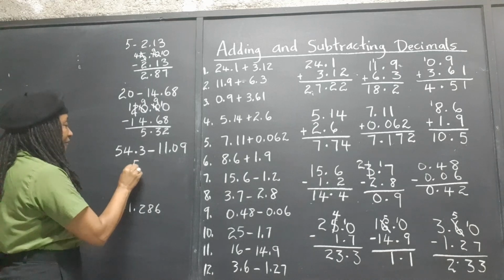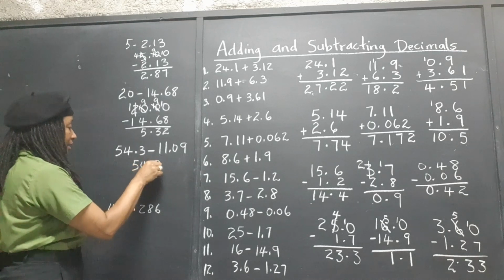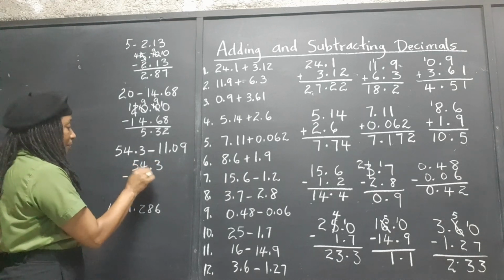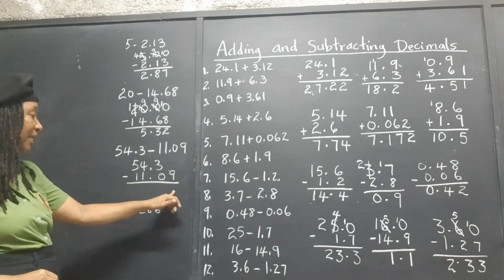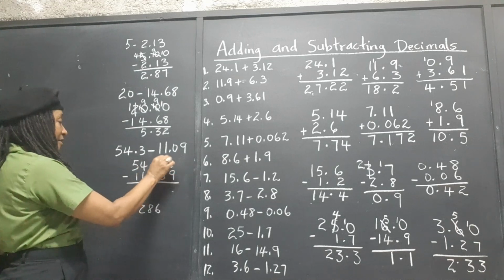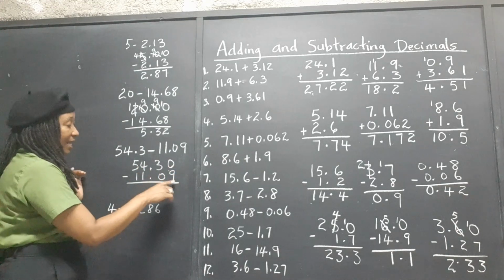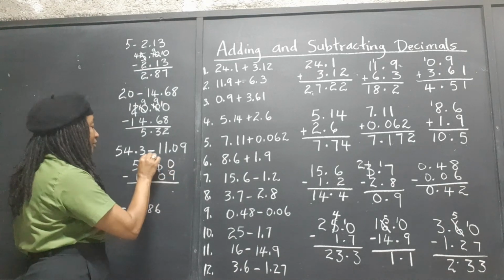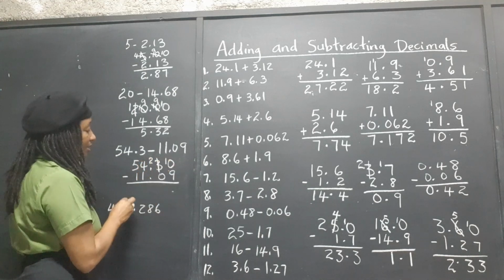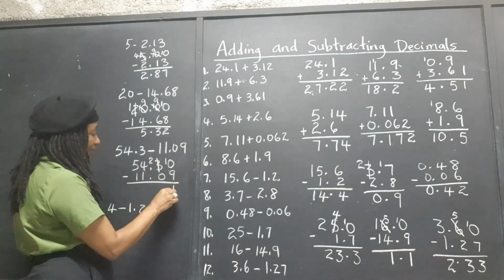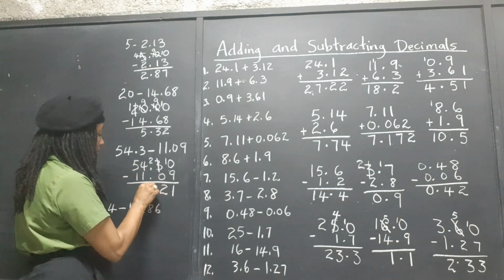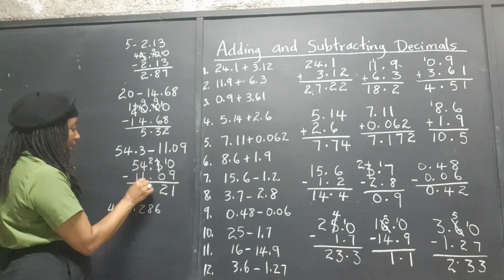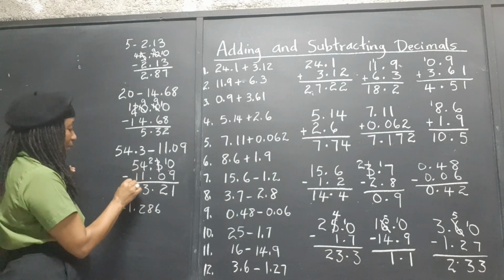We have 54.3 subtract 11.09. We don't just put the 9 down. We fill a 0 there. And we can't take 9 from 0. We're going to take 1 out of the 3, bring it across. So 10 take away 9, that's 1. 2 take away 0, that's 2. 4 take away 1 is 3. And 5 take away 1 is 4.